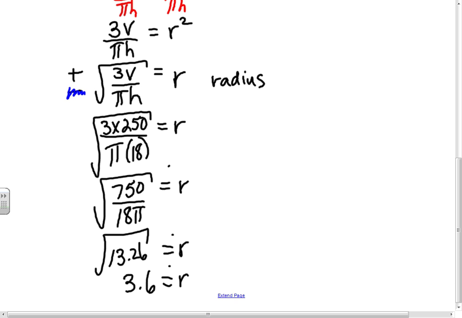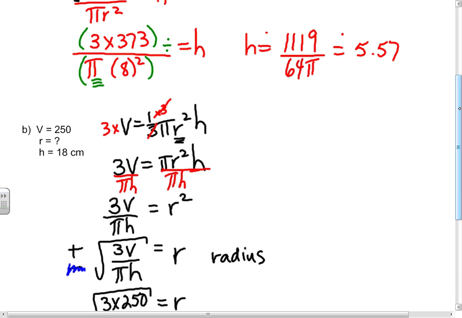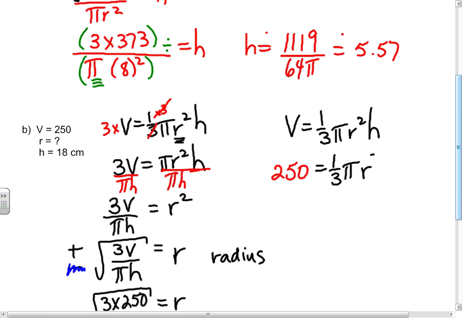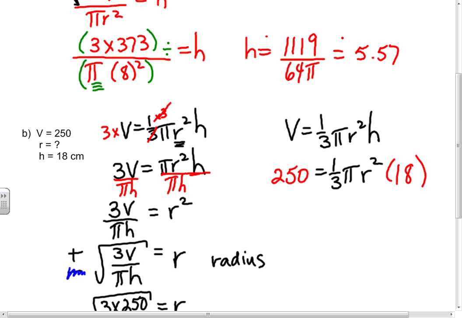You could have substituted the numbers right at the beginning when we had our formula v equals 1/3 pi r squared h. And you could have put 250 equals 1/3 pi r squared and put the number 18. Did I put an 8? Oh, I'm good. Put an 18 right there and solve it from there. You'd be doing the same process. It doesn't matter when you substitute those numbers.